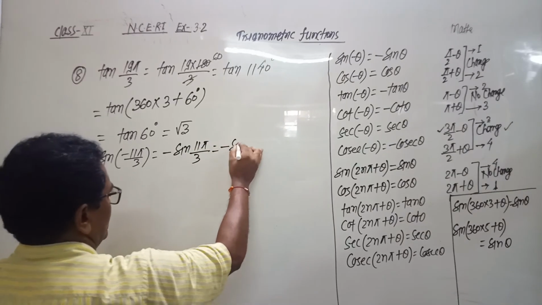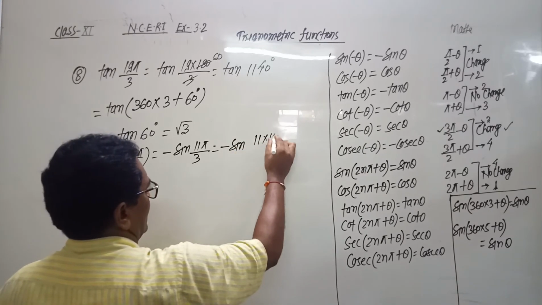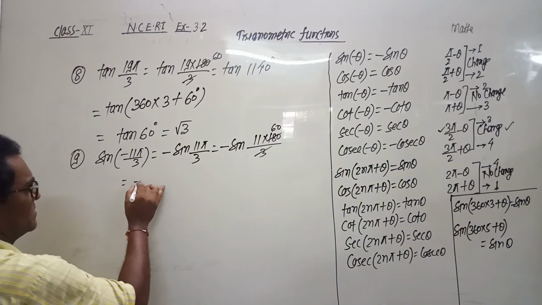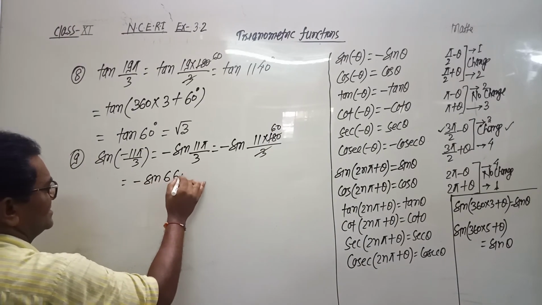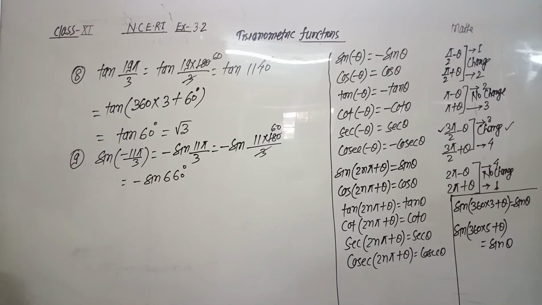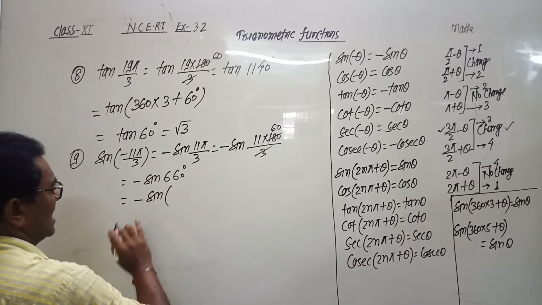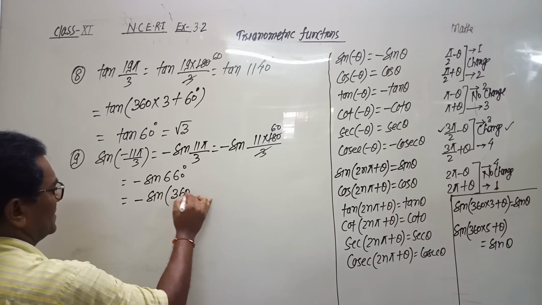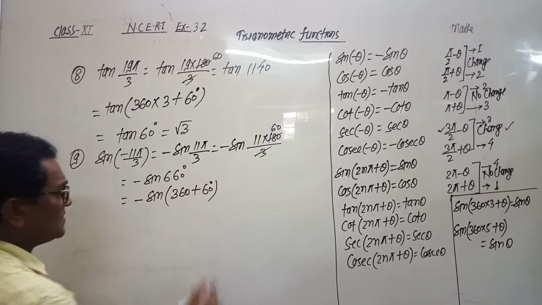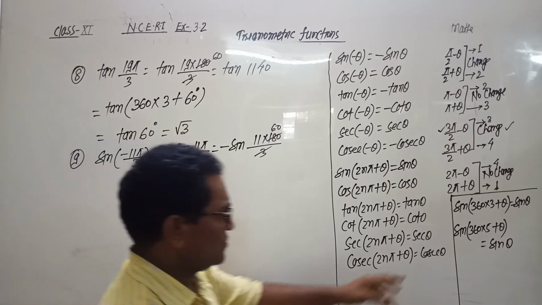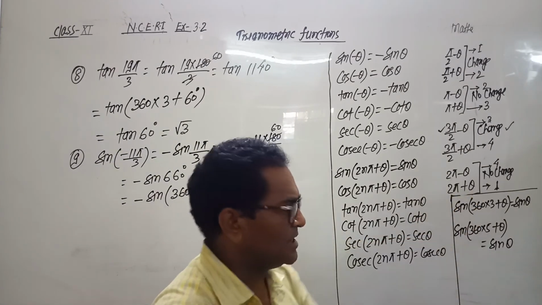Then we convert it into degrees: 11 into 180 by 3 goes by 60. So we get minus sine of 660 degrees. We have to calculate the value of minus sine 660 degrees. This can be written as sine of 360 plus 300, and 360 can also be written as 2 pi. So we are using this formula 2 pi plus theta.